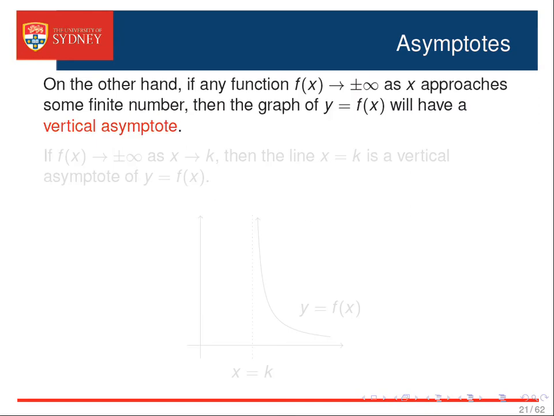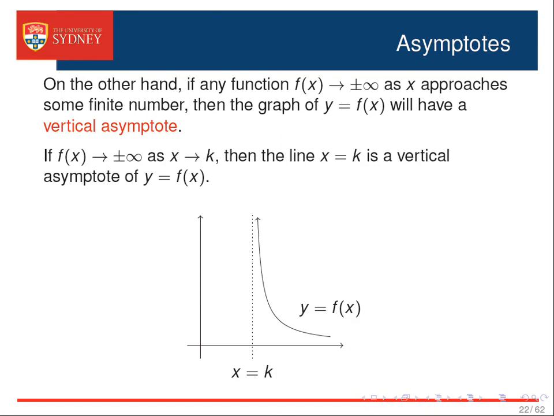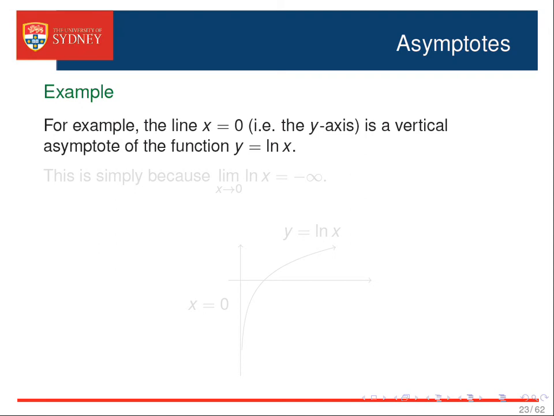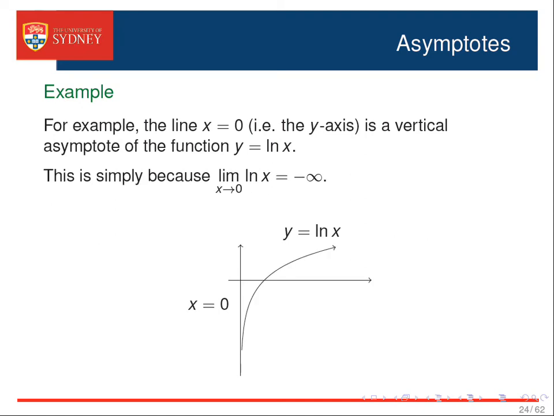On the other hand, if the function value itself approaches infinity or negative infinity as x approaches some finite number k, then the graph has a vertical asymptote, as this picture demonstrates. As an example, the line x equals 0 is a vertical asymptote for the function y equals ln x, because ln x approaches negative infinity as x tends towards 0.